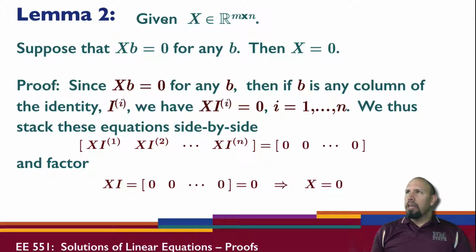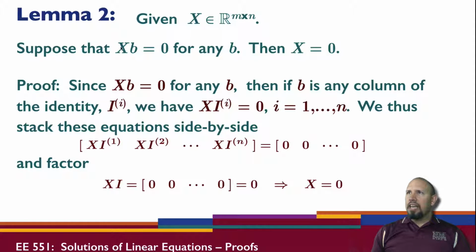Next, we have this next lemma. Given some m by n matrix X, suppose that Xb is equal to 0 for any b. The lemma says that X itself is equal to 0. Okay, so how do we actually go through and prove something like that? So notice that X itself is an m by n matrix. b is an n-dimensional column. So this product is just a single column, and so this itself, Xb equal to 0, is not enough to say that X is 0. That just means that b is in the null space of X.